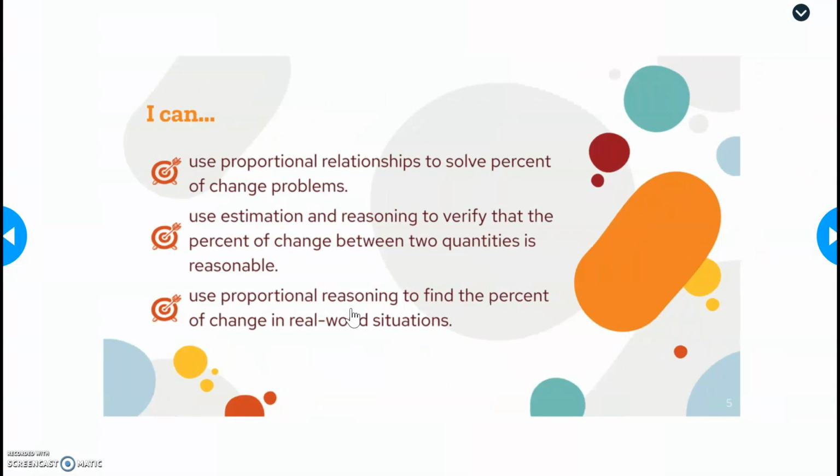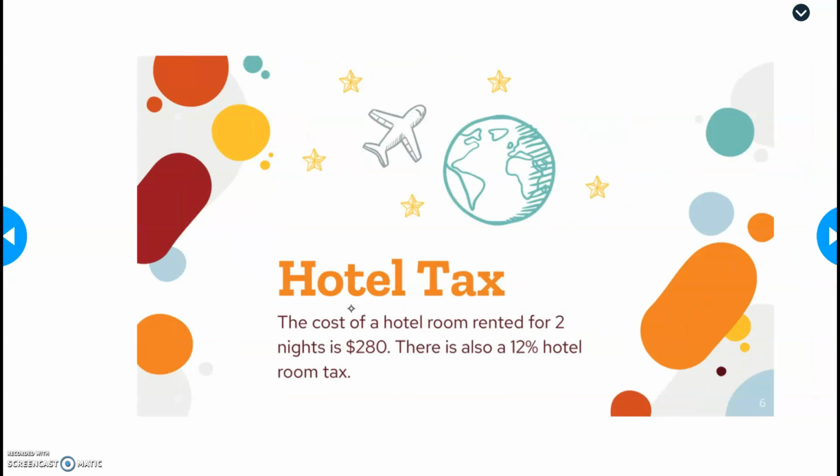Your I can statements today are: use proportional relationships to solve percent of change problems. We use this in the world to figure out fees all the time. Use estimation and reasoning to verify that the percent of change between two quantities is reasonable. Use proportional reasoning to find the percent of change in real world situations. So we use this in the real world a lot. You're going to see some examples today.